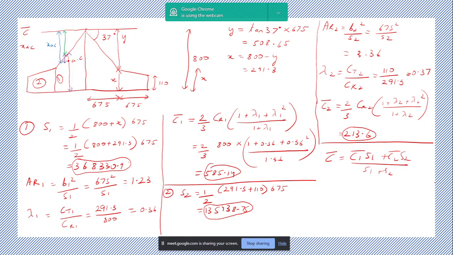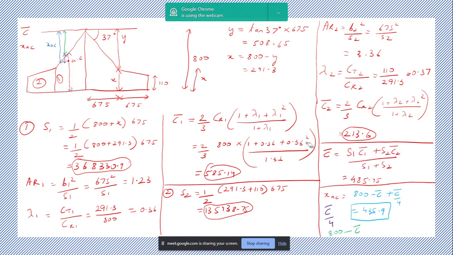If it is center of mass, we will do m1, m2, m1 by m2. Okay, this is centroid. So we find out c1 bar that way. So yeah, c1 bar, and then the overall x AC. This is your c1 bar, but we need its distance from the leading edge, as a line denoted in blue. So we find that by 800 minus c bar plus c bar by 4.